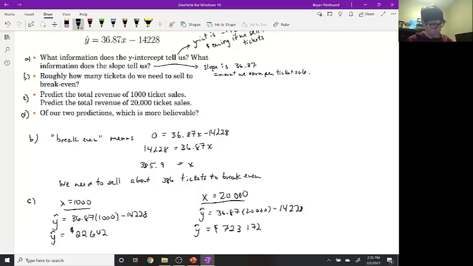So hopefully that makes sense. And like I said, that's the first part of our lesson for Thursday. We're going to move into the more on linear regression stuff next.